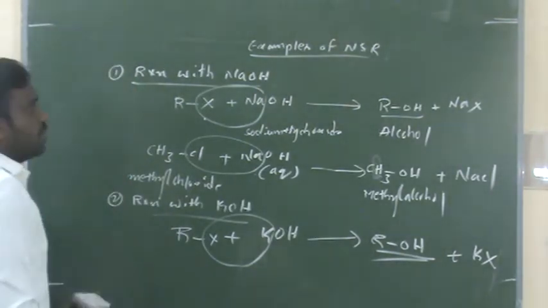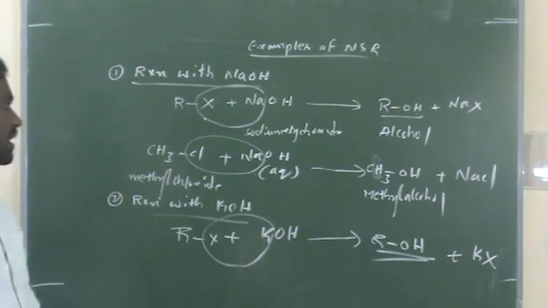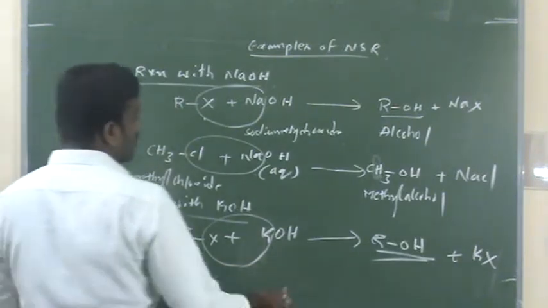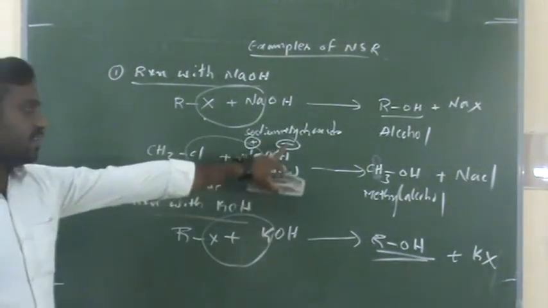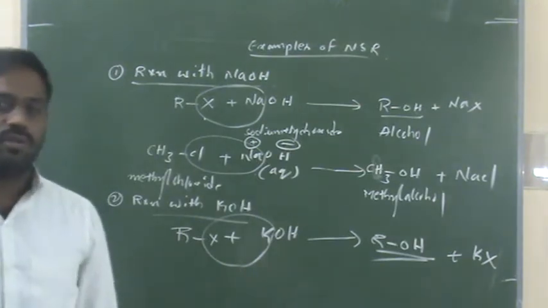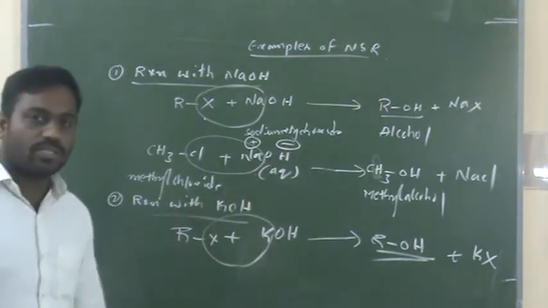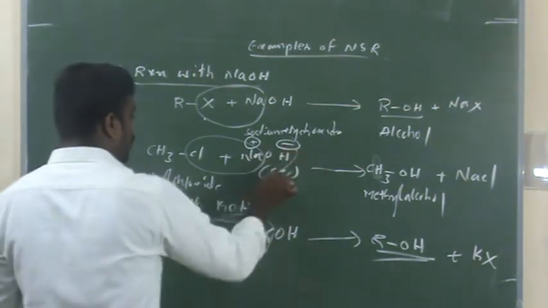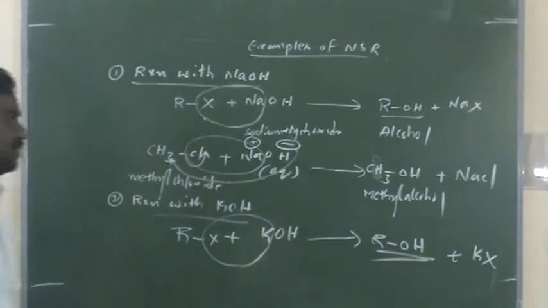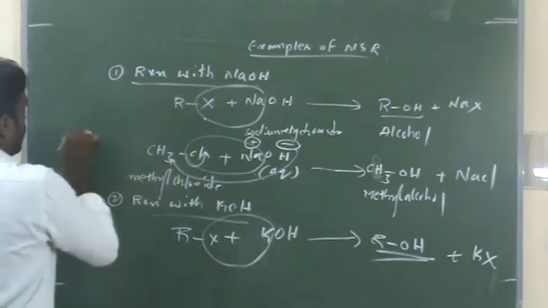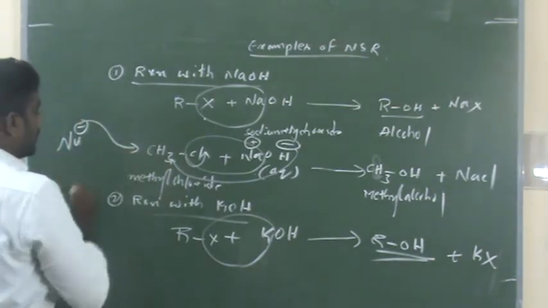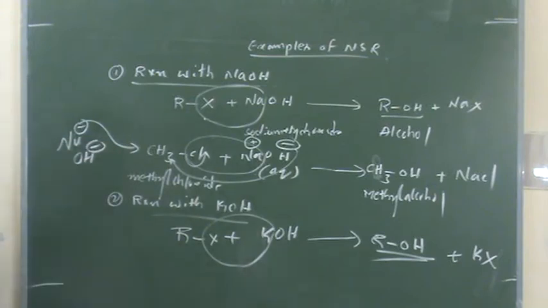So this is one example of nucleophilic substitution reactions. You may get one doubt here: how does nucleophilic substitution take place here? See, Na plus and OH minus. When excess of electrons is there on OH, it is called a nucleophile. This nucleophile goes on attacking CH3, and Cl is removed. So now this is a nucleophilic substitution reaction. Why? Because the nucleophile is attacking here. Which is the nucleophile here? OH minus is our nucleophile.